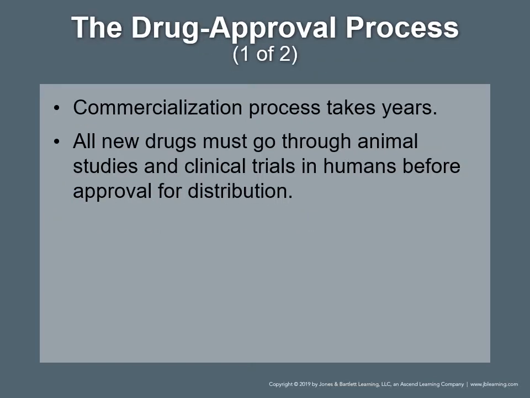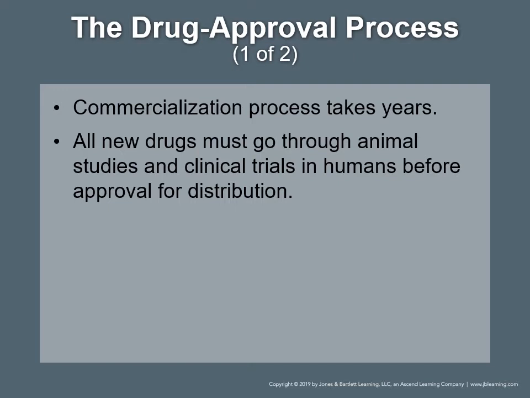The drug approval process. New drugs are constantly being developed. The commercialization process takes years. The average time for a drug to be developed, tested, and approved is about 9 years. In some cases, manufacturers find out the drug does not work as envisioned or is too dangerous for human consumption.